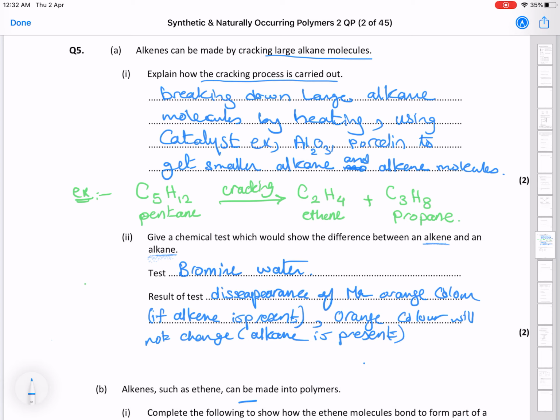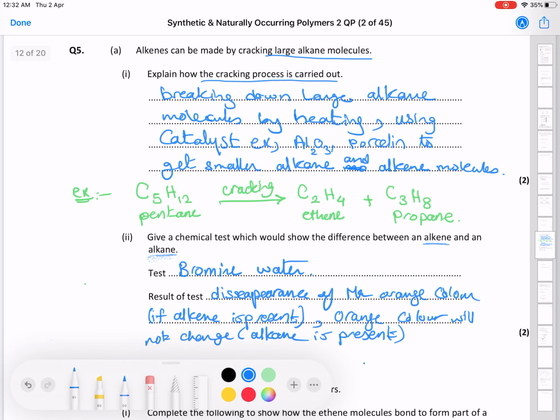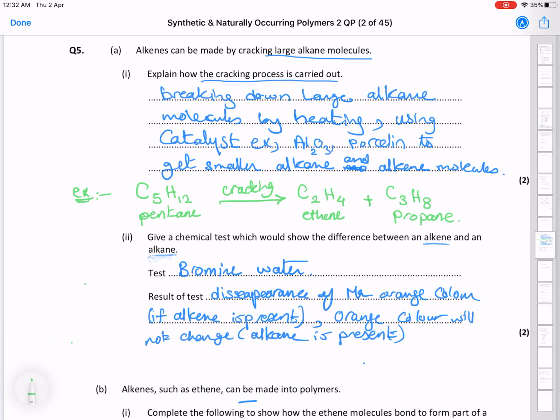Well, it's easy to say that, but hard to explain. And I really want to explain to you guys why the color of the bromine water disappears when there is an alkene present. I'm gonna explain that in terms of an equation. The equation here is not required, but I really want you to understand how things go.